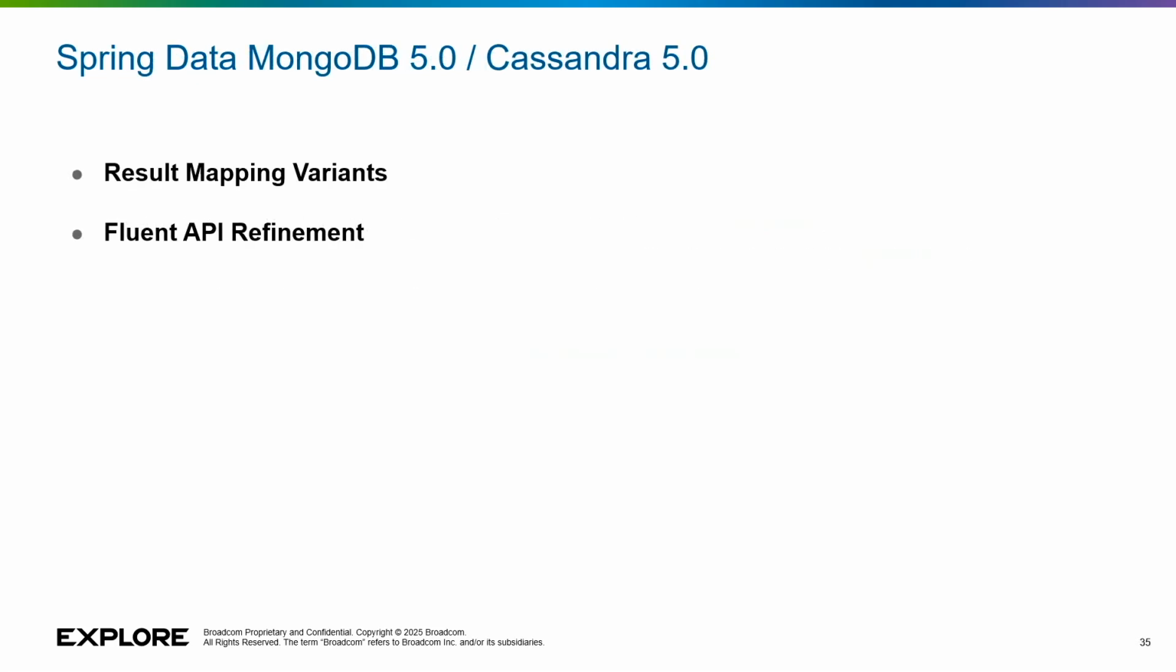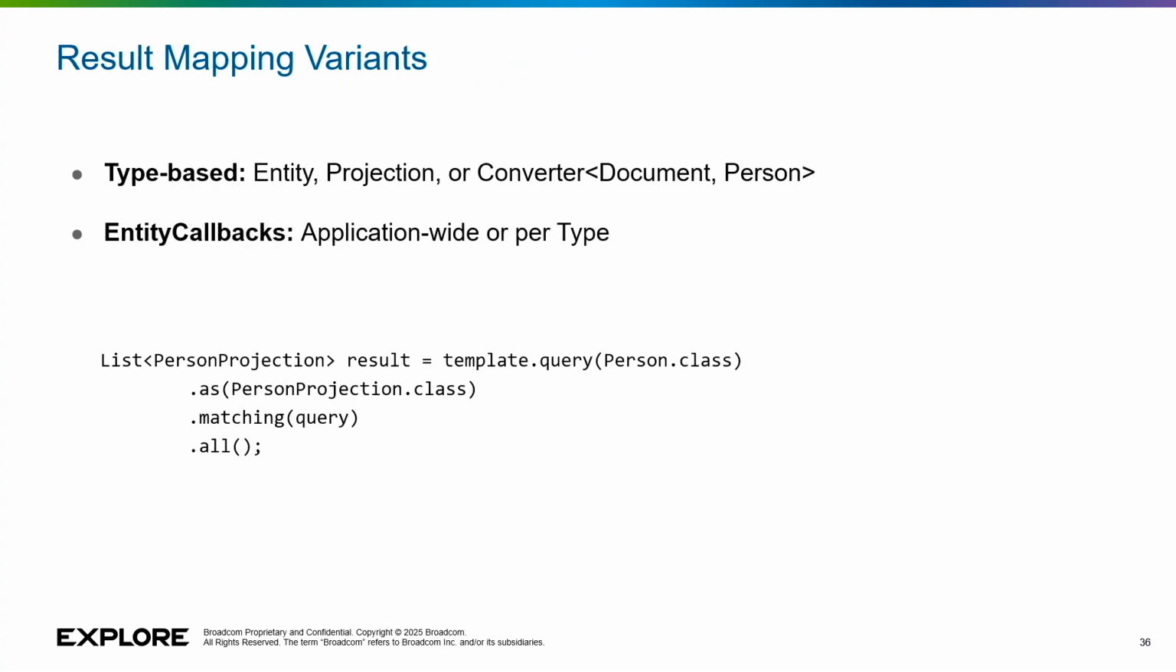And a couple things with MongoDB 5.0 and Cassandra 5.0. There are more result mapping variants that have been added and some fluent API refinements. For the result mapping, first of all, Spring Data Commons is now in the process of replacing application event listeners with entity callbacks. Those are available for most of the modules. That's where you can say on before save, on after save, and do some logic there rather than try to hook into the application listeners. And type-based, this is where you can set your result types.